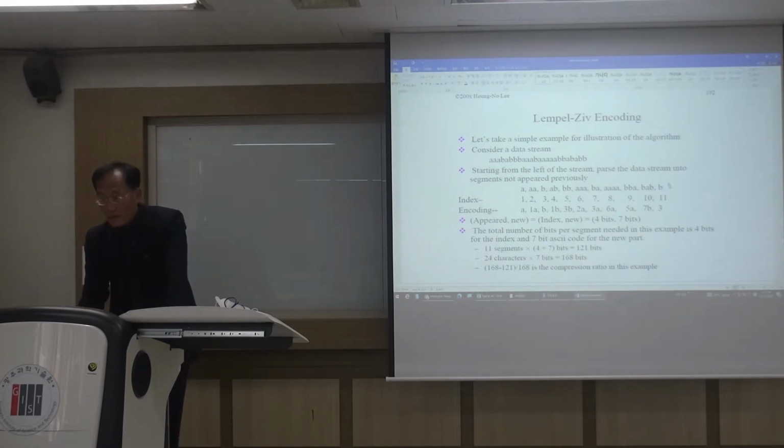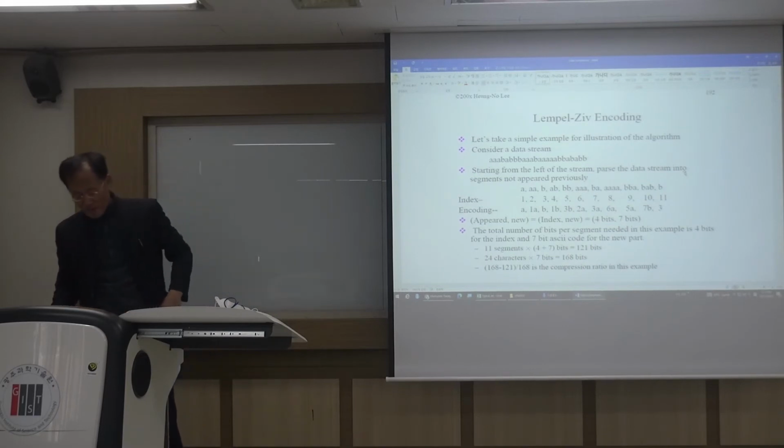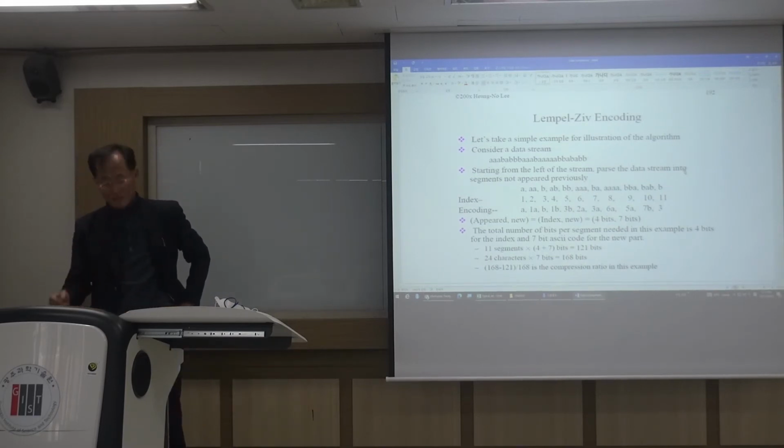So I can now do the decoding, encoding. So I have 11 items. How many binary bits do I need to describe 11 items? 4 bits, right? 2 to the power of 4, so 16 items I can represent. So I can use 4 bits for this index. Okay. And then let's do the encoding.